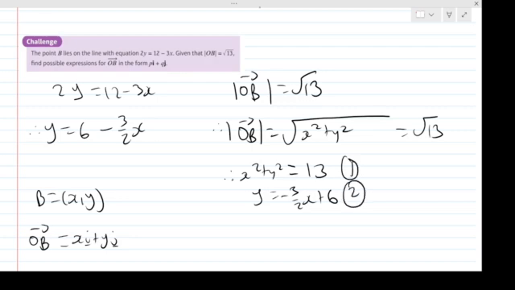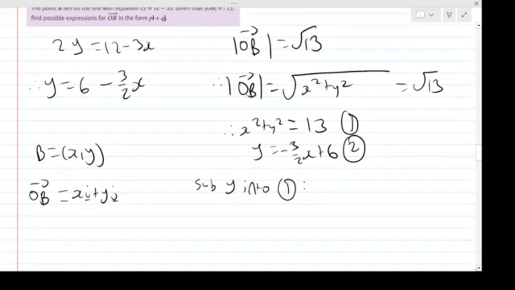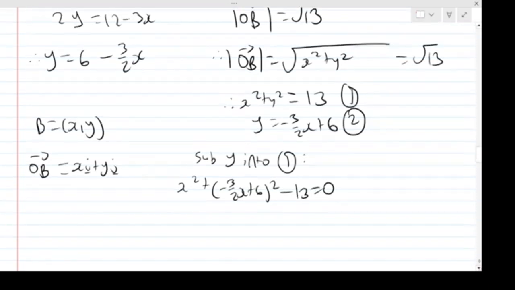And then it's just a case of solving this. I can substitute y from the second equation into the first one, and then we're going to get x squared plus (minus 3 halves x plus 6) all squared, minus the 13, equals 0. So I move the 13 to the other side to equal 0 to get an equation. Then I just need to expand the bracket.